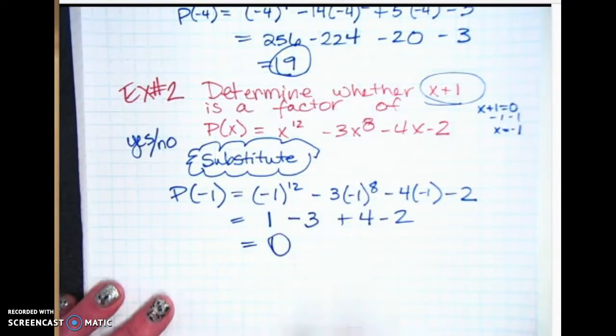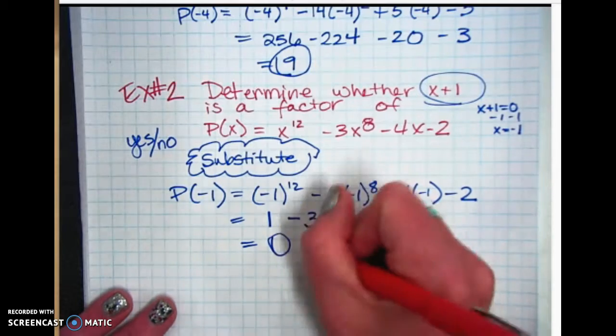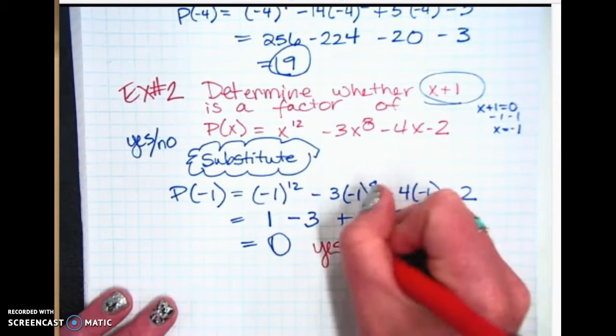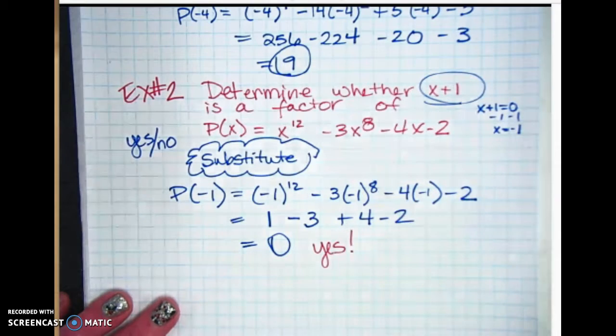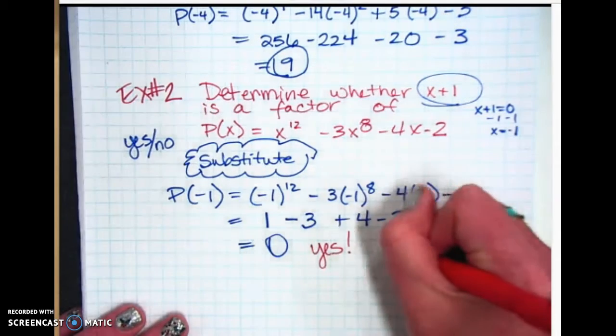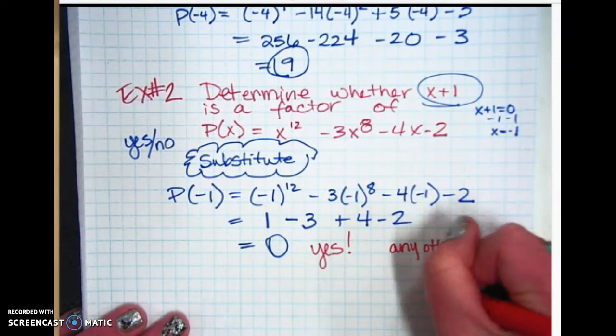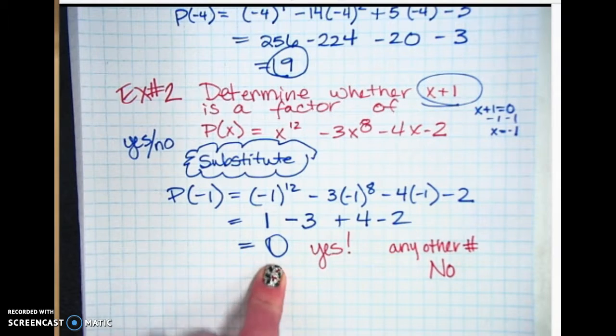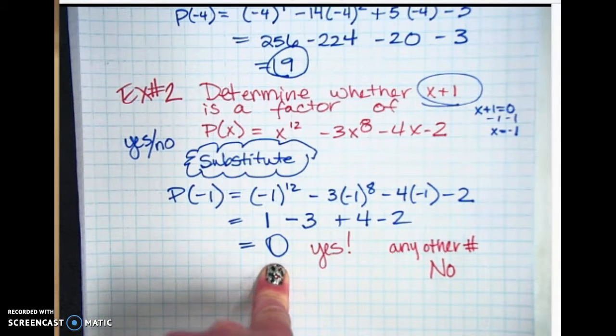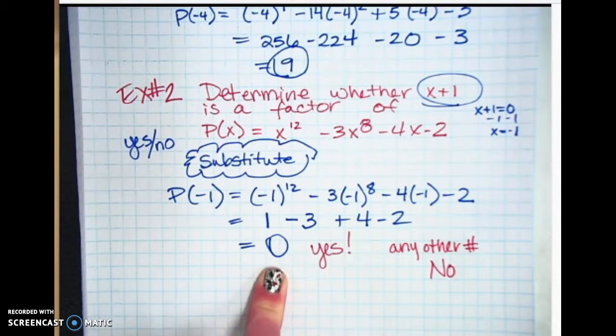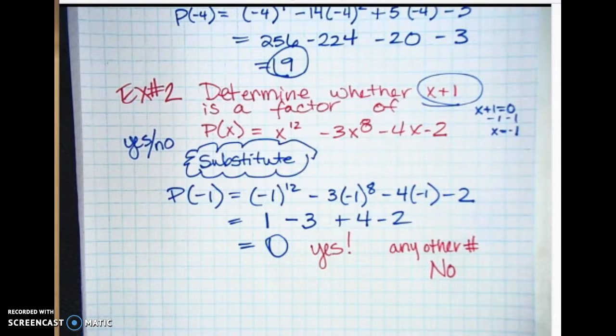You should get 0. If you get an answer of 0, you say yes, it is a factor. If you get any other number, guess what you say? No. So the answer of 0 you like. Any other positive or negative number, you say no, it's not a factor. Any questions on example number 2? And believe it or not, we are done.